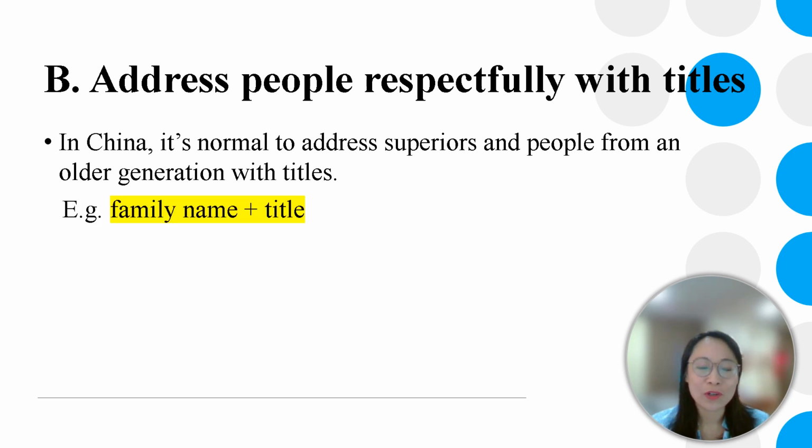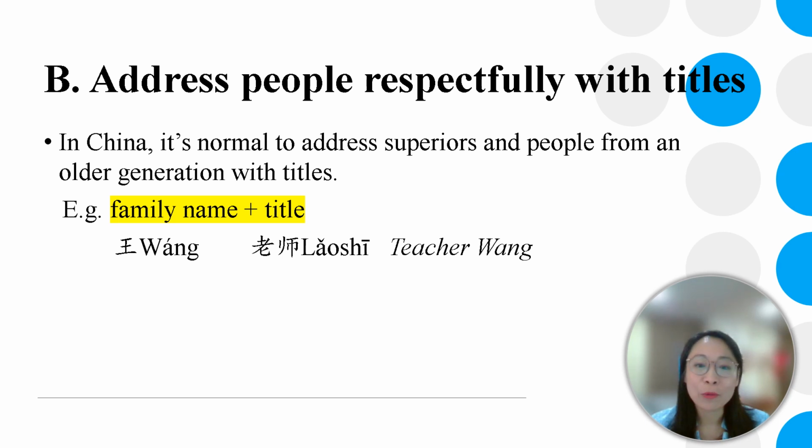Now let's talk about the second grammar, how to address Chinese people respectfully with title. If you want to address someone with title, you need to follow this pattern, family name plus title. For example, my family name is Wang. If you want to address me, you should call me Wang 老师 instead of 老师 Wang, teacher Wang. That's the literal translation from Chinese to English.